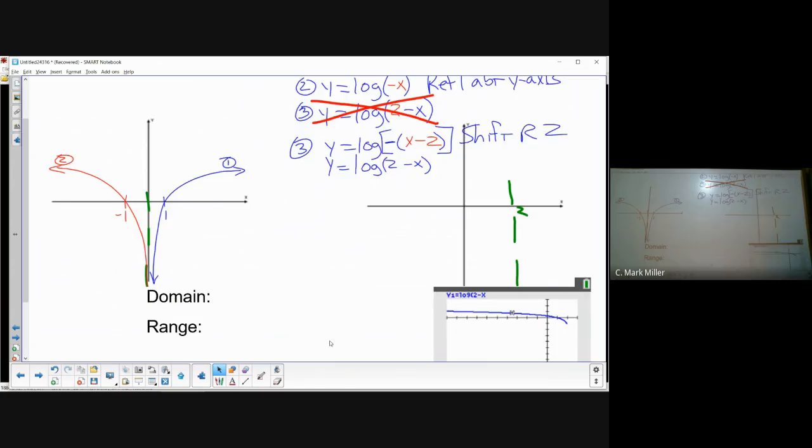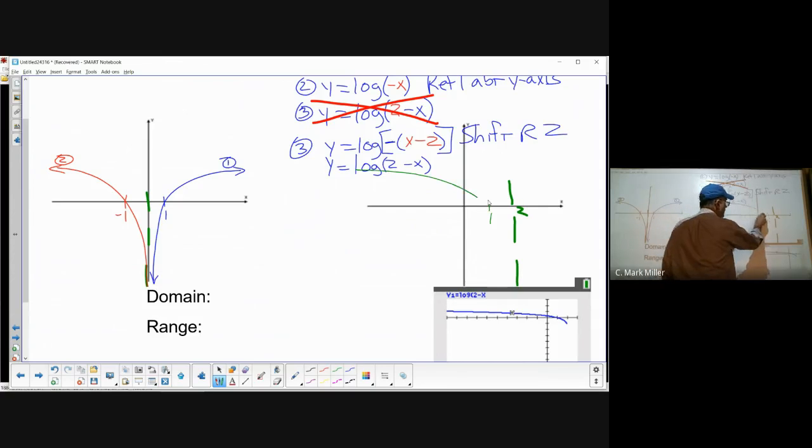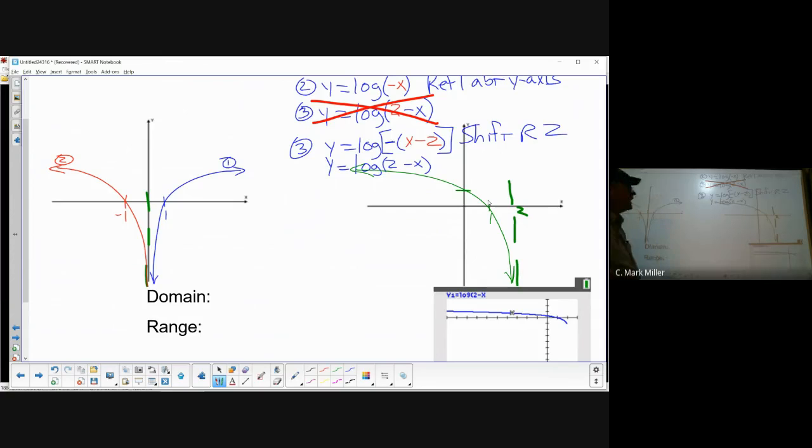Okay, so over on the right now, I have a 1 right here. That's my x-intercept moved over 2. And my final graph looks like this. And what is that going to be? What's that point there? Plug in 0. That's log of 2. You don't have to figure out what that is unless I give you a calculator.